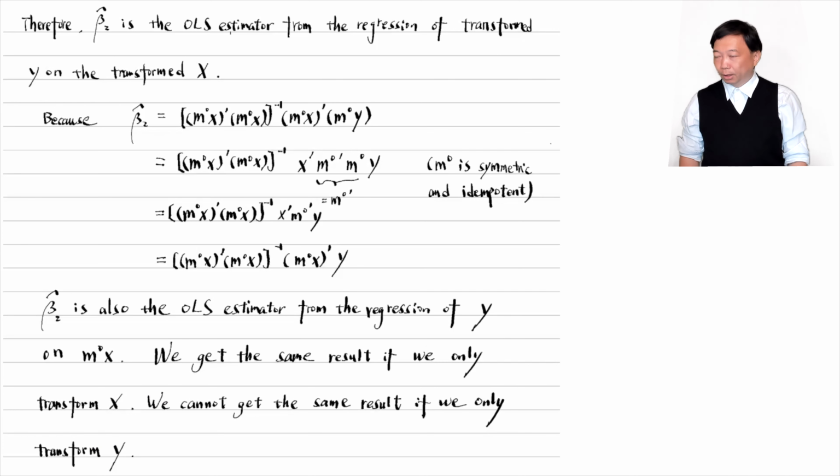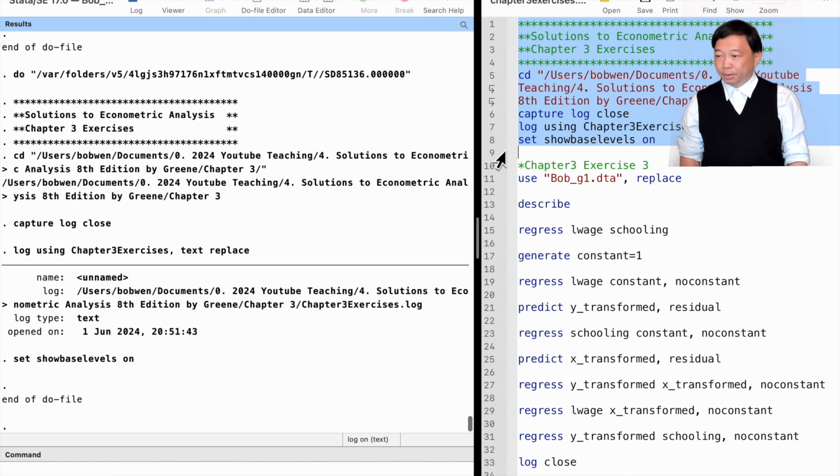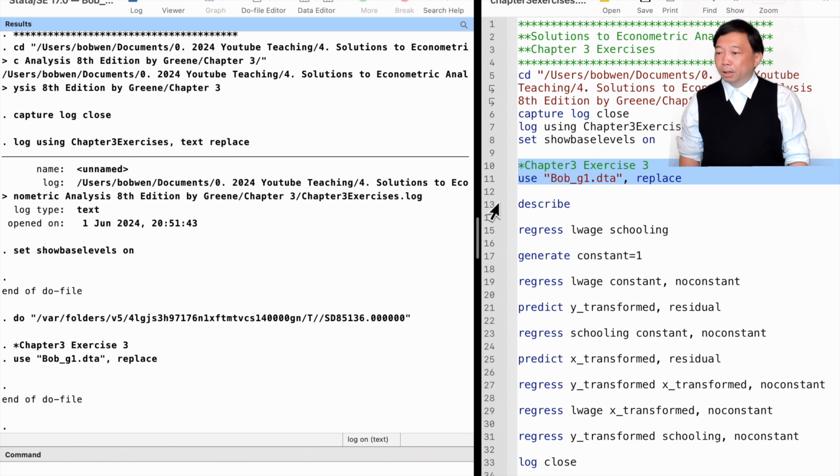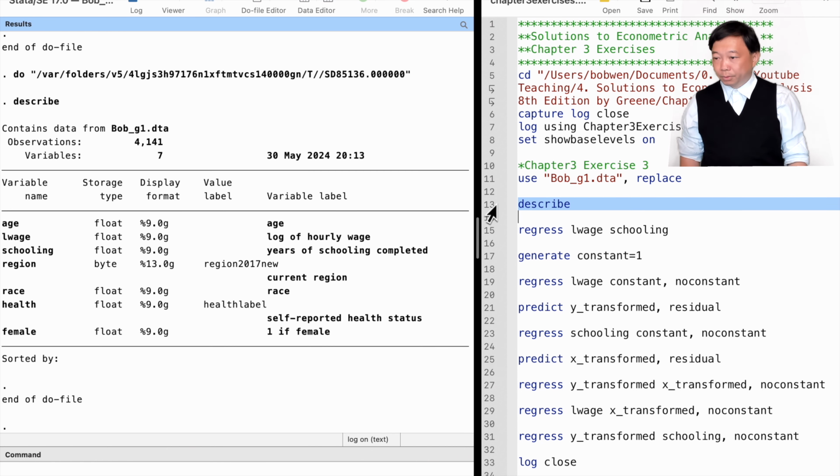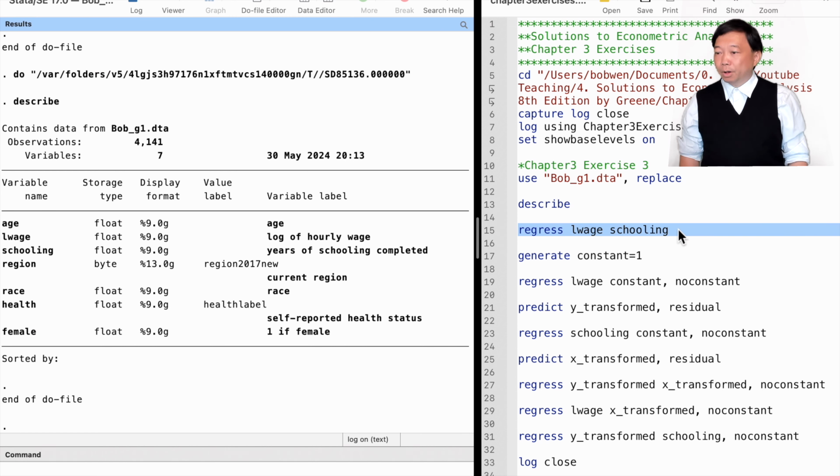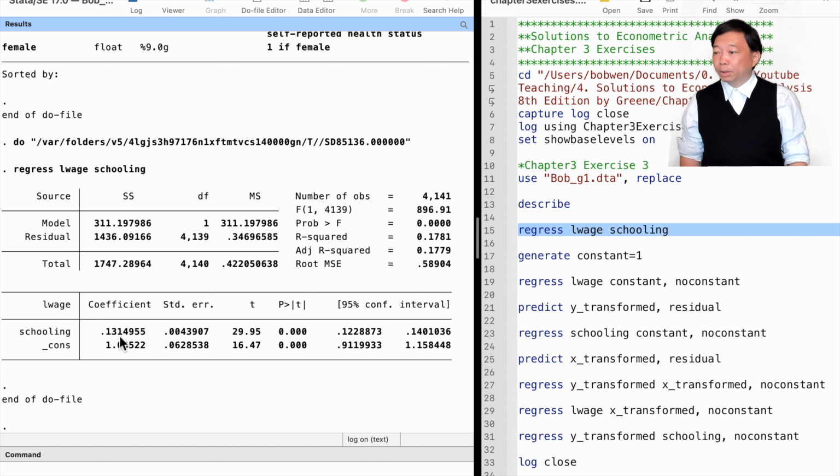We can verify the Frisch-Waugh-Lovell theorem in Stata. Please download the dataset bobg1.dta for this exercise. The data come from the Panel Study of Income Dynamics, PSID, survey. We have collected data on the US workers' wages, gender, education, and other information. Let's regress log wage on schooling. The estimate of the return to education is 0.131. This is an OLS regression with a constant term.